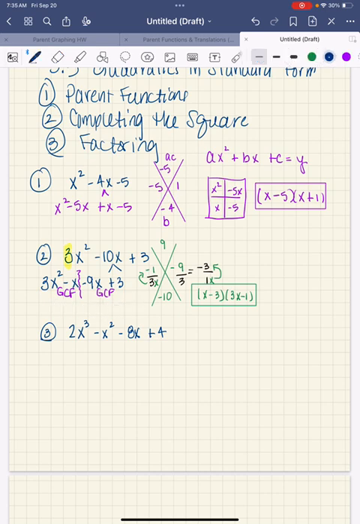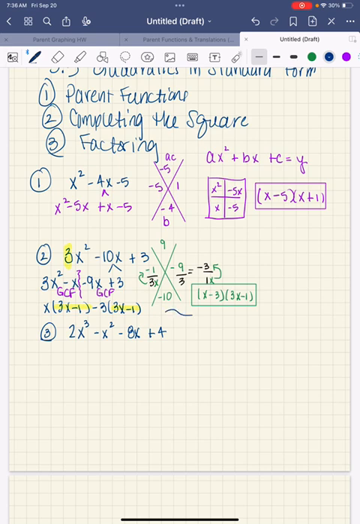The GCF of the first group is x. That leaves you with 3x minus 1. And then minus 3 times 3x minus 1. And you know how I knew I made a mistake? Because when you group, what's left in the parentheses must match. So that's how I knew, wait a minute, something's not right.